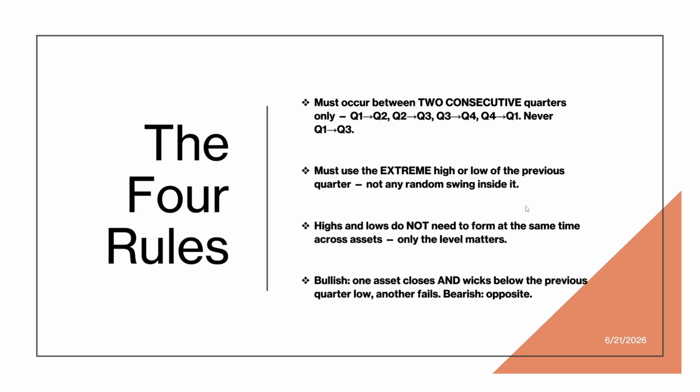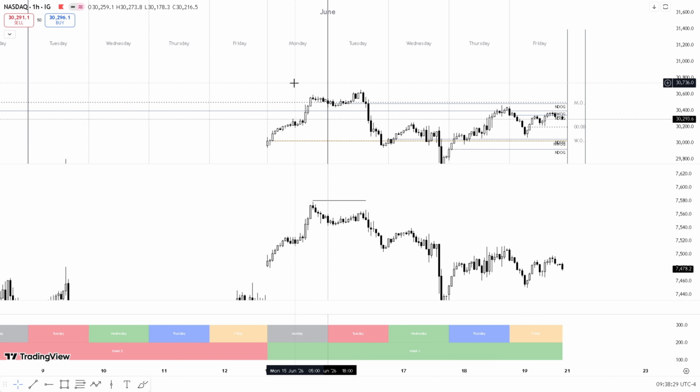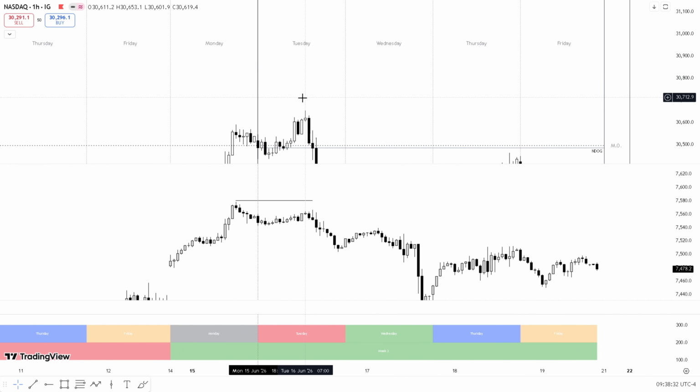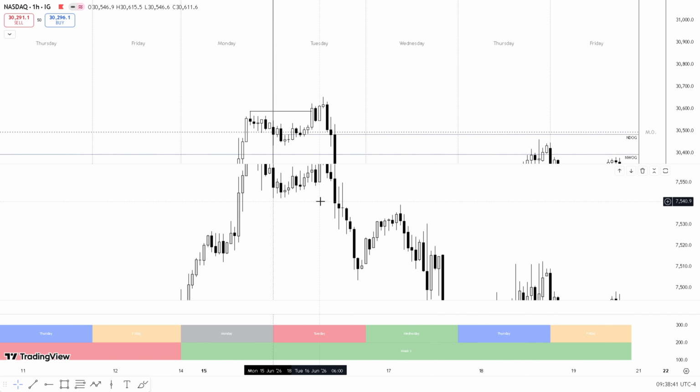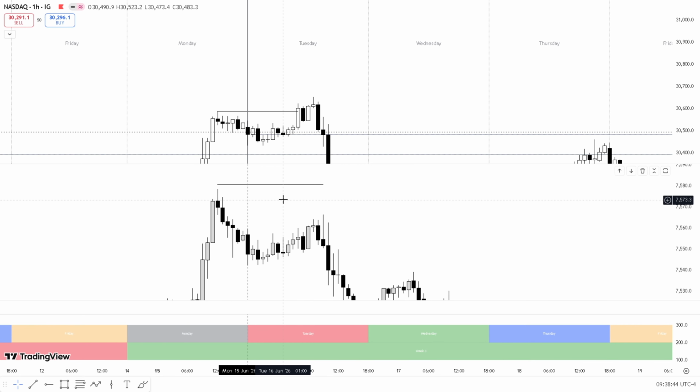Second, you must use the extreme high or low of the previous quarter, not any random swing inside. Let me show you the context, what this simply means and how to apply it with real charts. My goal here is to make it so easy that you yourself can apply it, not just through text but also through examples. If you focus on the external swing highs, like this, do not zoom in on ES and say, let me just focus on the internal.